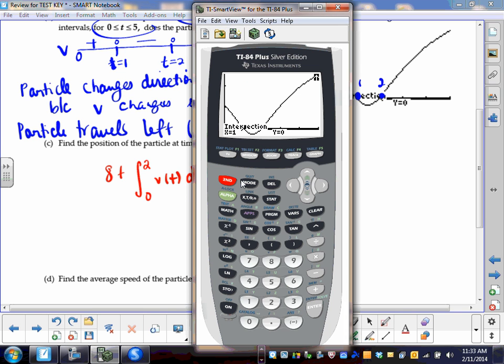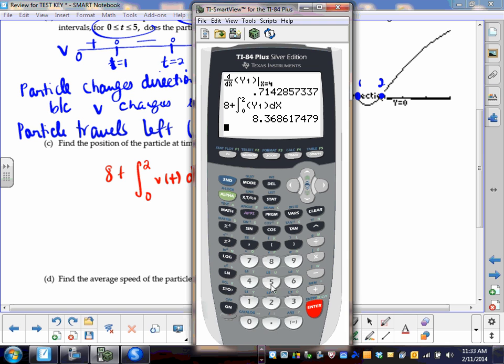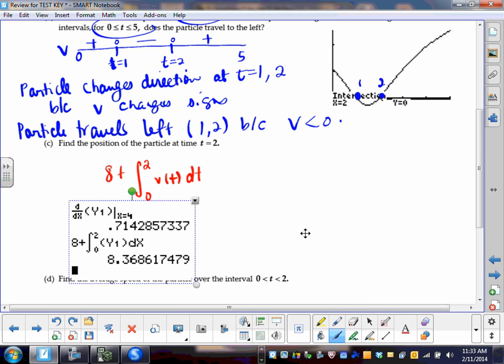You use the calculator. So it's 8 plus math for the integral from 0 to 2 of the velocity function that's stored in y1 dx. So 8.368, in this case, 8.369, either way, round or truncate.